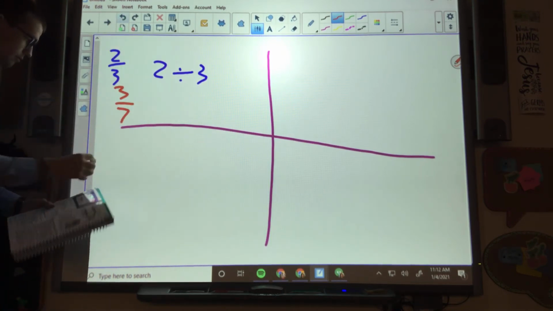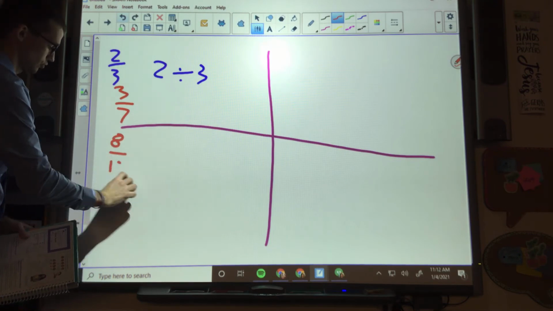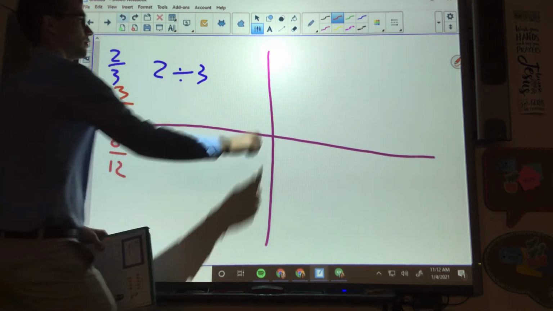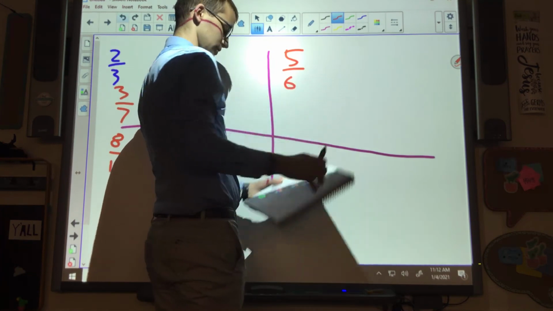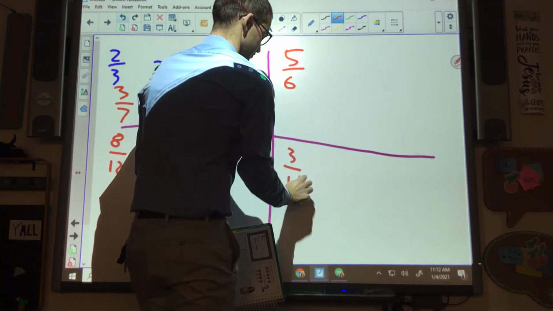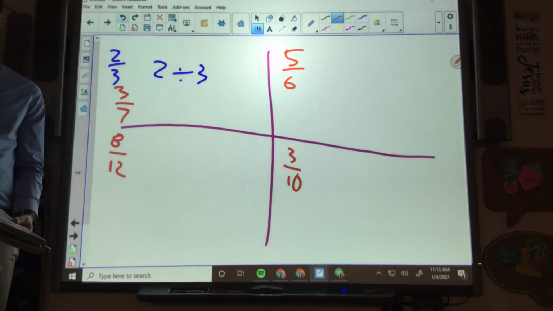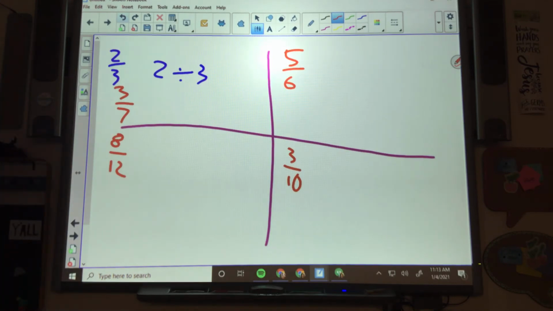3 over 7. 8 over 12. 5 over 6. 3 over 10. If you're done with all 4, let me know.